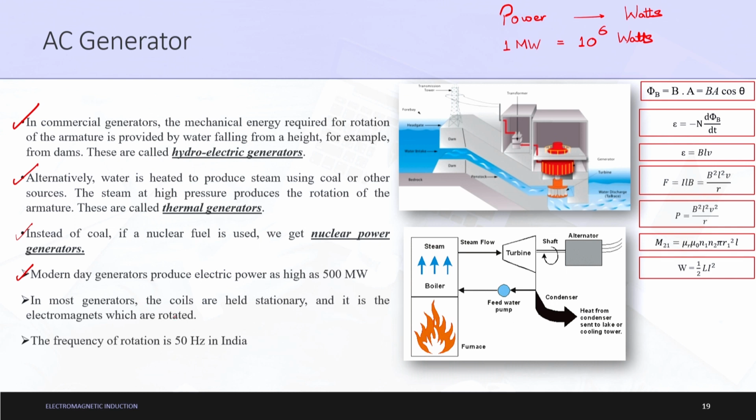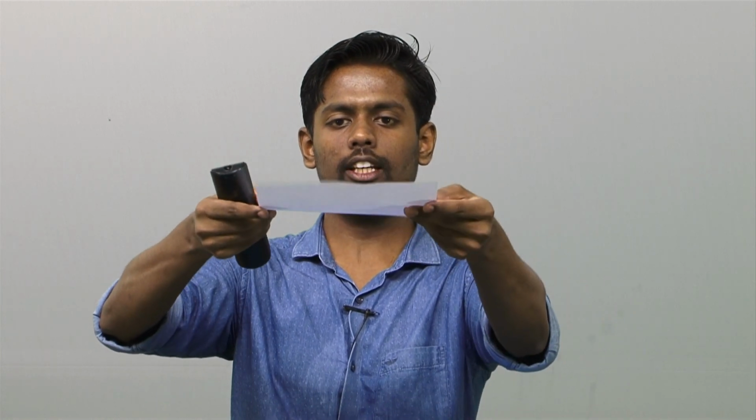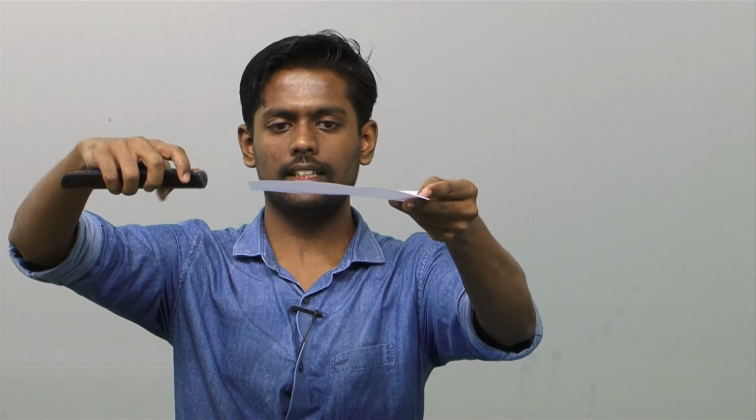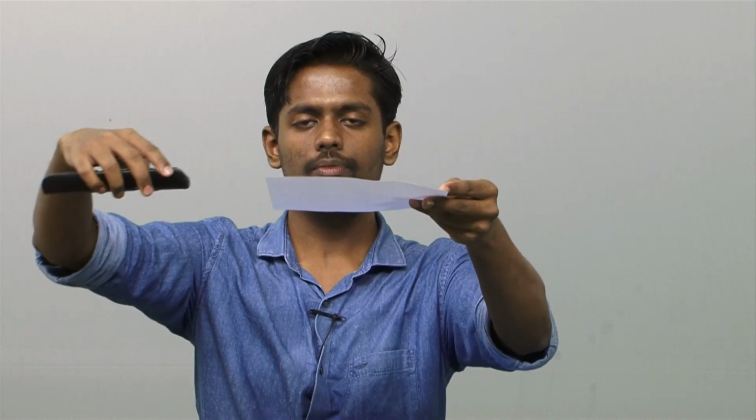In most generators, the coils are held stationary, and it is the electromagnets which are rotated. So, a little different concept is being used here. Let me explain to you using some of the things I have here. When we were talking about the AC generator concept, let us say this is the area of the coil we are talking about, and let us say these are the magnets being kept here. Because of the magnets, the magnetic field will be going in this direction.